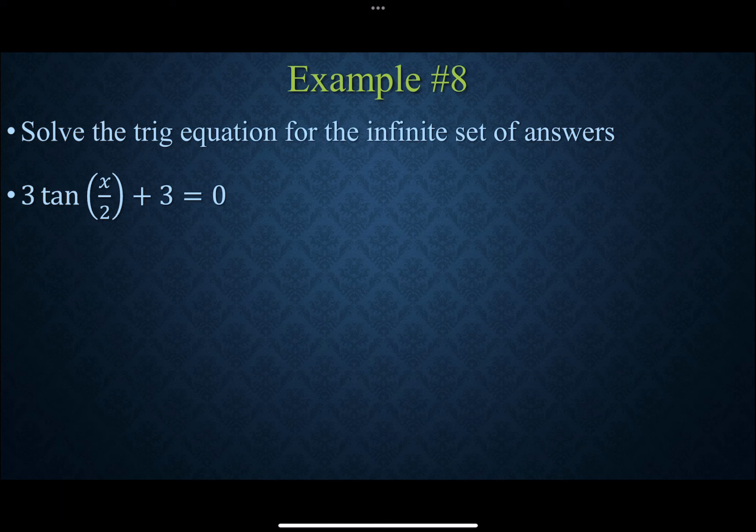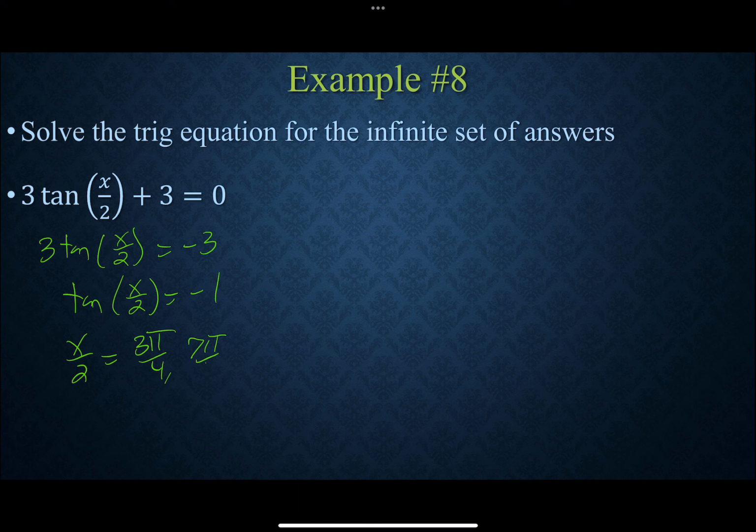The coefficient could also be dividing with the x, so we have x over 2 here. We still solve it the same kind of way, so we're going to go ahead and subtract the 3 over. 3 tangent x over 2 equals negative 3. Divide by the positive 3, we get tangent of x over 2 equals negative 1, which means our angle is going to occur when tangent is negative 1, which is 3 pi over 4 and 7 pi over 4. So we're still testing to see if it's coterminal before we worry about the x over 2 parts. Well, 3 pi over 4, 7 pi over 4, the next one would be 11 pi over 4. Is that coterminal back to 3 pi over 4? Yes, it is.